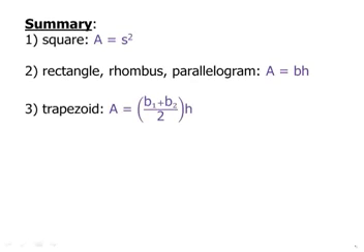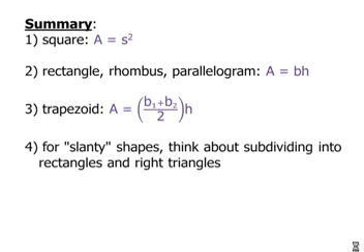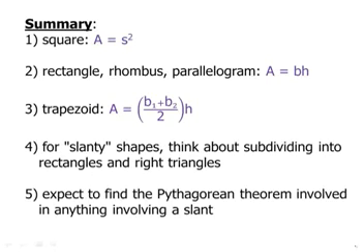A trapezoid is the average of the bases times the height. And for any slanty shapes, think about subdividing into rectangles and right triangles. And this might even be true, for example, if we were dealing with an irregular quadrilateral. And expect to find the Pythagorean theorem involved in anything involving a slant.